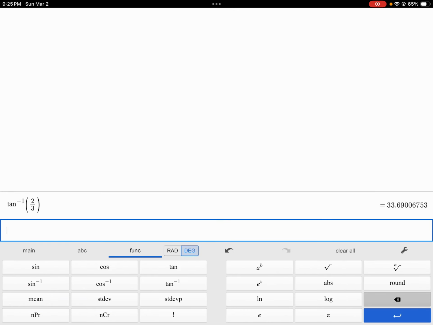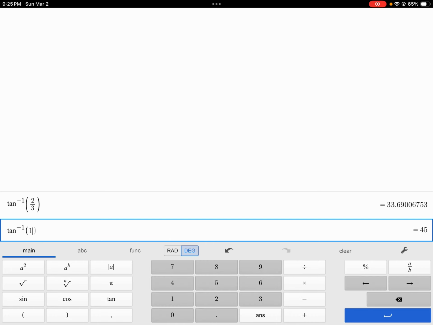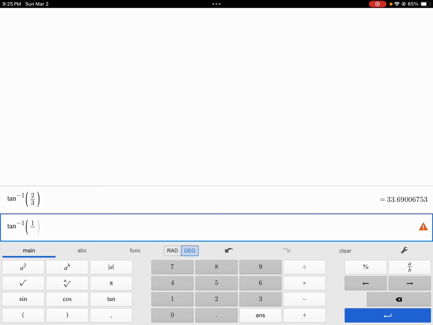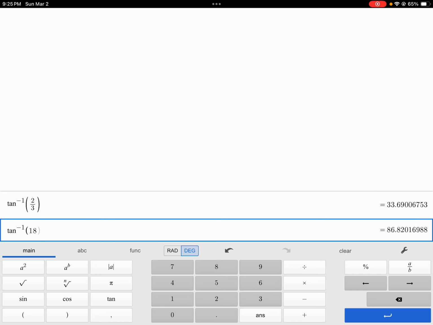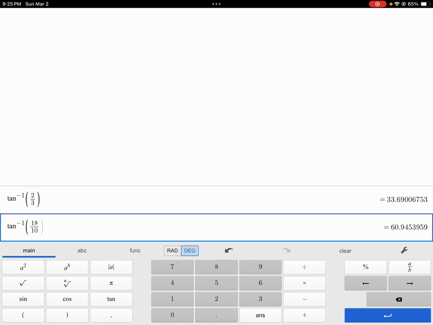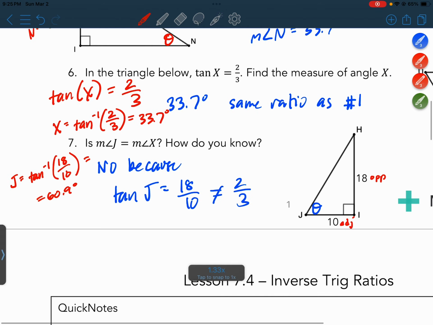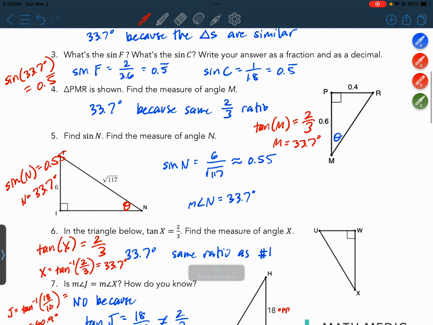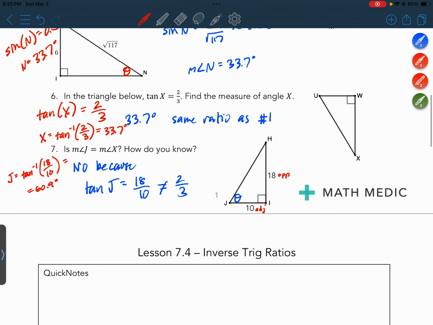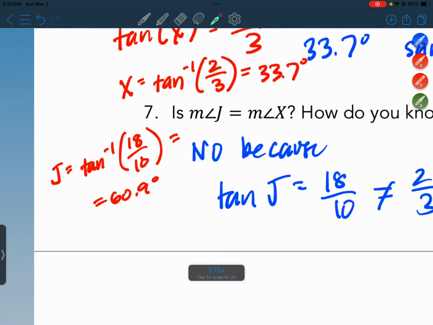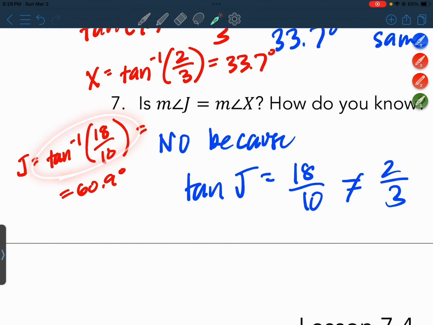All right, so let's go ahead and try this out. You can follow along on your calculator. Tangent inverse, and then the ratio was 18 to 10. All right, so it looks like the angle is 60.9 degrees, which is entirely new. There wasn't any other triangle on this page that had that angle measure of 60.9 degrees. So there's no way we would have been able to find it out other than looking it up on our calculator.